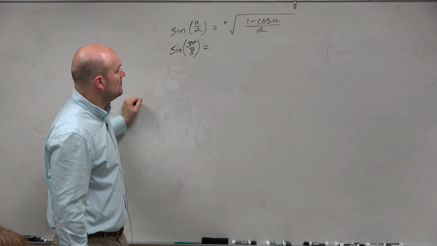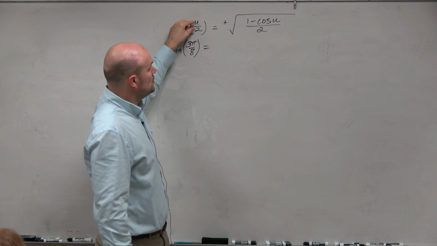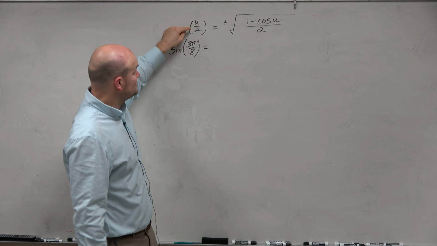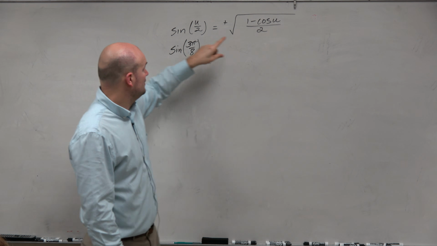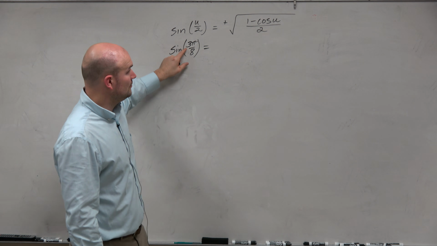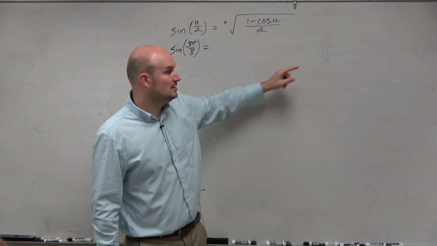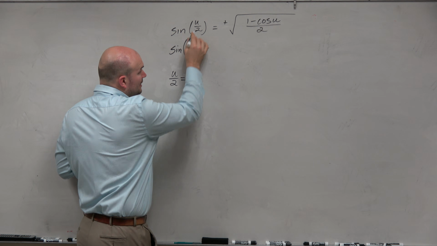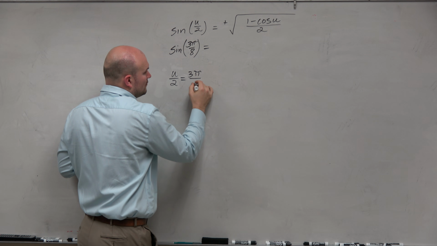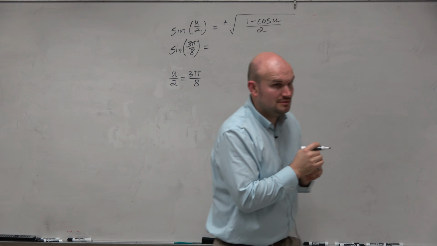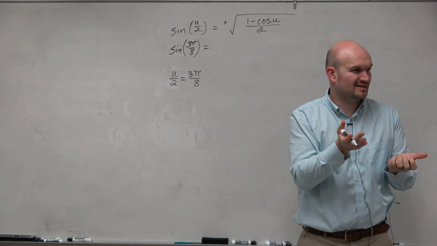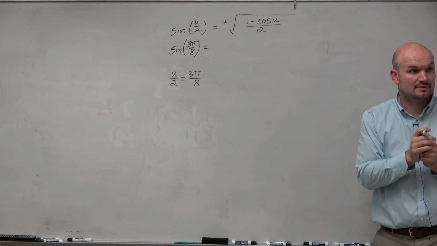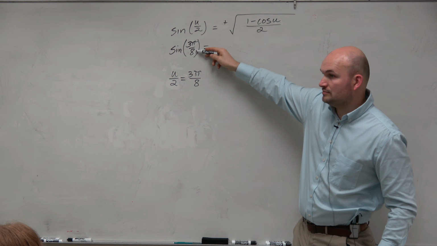Now, the next thing is, if this is u over 2, that means we need to figure out what u is. That's what we need to plug in. This is u over 2, that's u. We need to figure out what u is. So let me know if this makes sense. u over 2 is equal to 3 pi over 8. Does that make sense? Once you get this, sometimes you can just do this in your head. But do you agree with me? Those angles are the same. Yes, they're u over 2, 3 pi over 8.